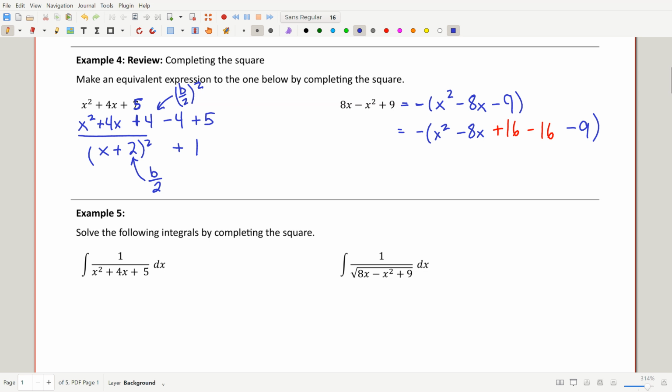And here's where I've got to be careful. I've got negative the quantity. Whatever, we've already figured this out. So this is always going to be something squared. What did we square to get 16? Negative 4. That's going to make this x minus 4 squared.